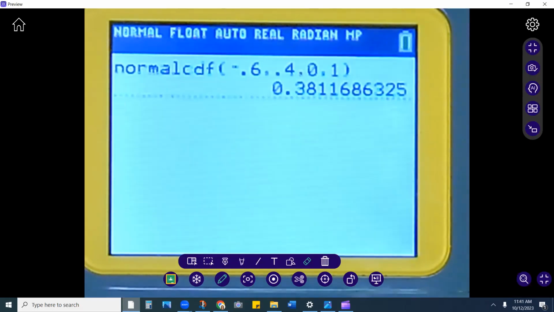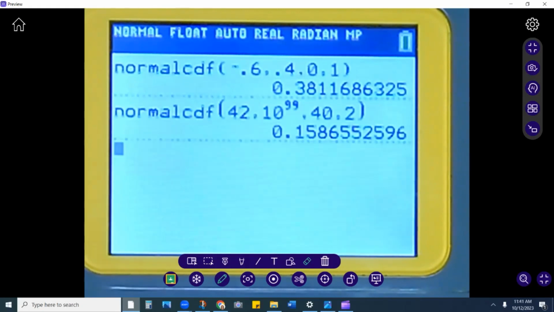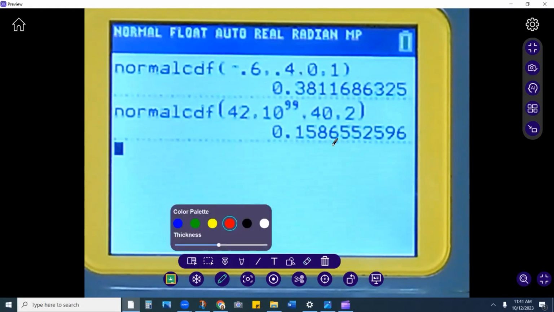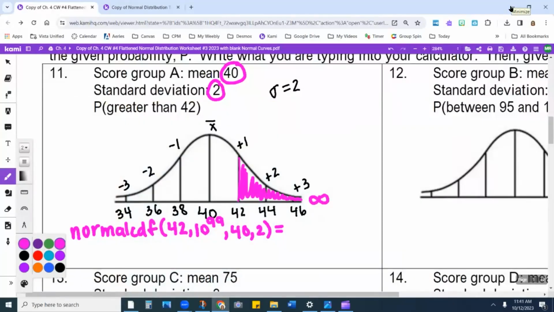So when I put that into the calculator, I'm putting in a 42, 10 to the 99, which is really infinity. My mean is a 40. My standard deviation is a 2. I end up with 0.1586, and this is going to push up, and this is going to be a 7, so 0.1587.